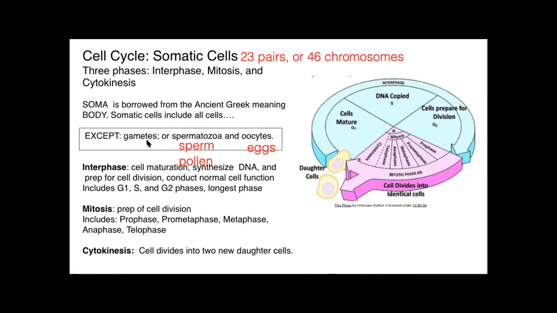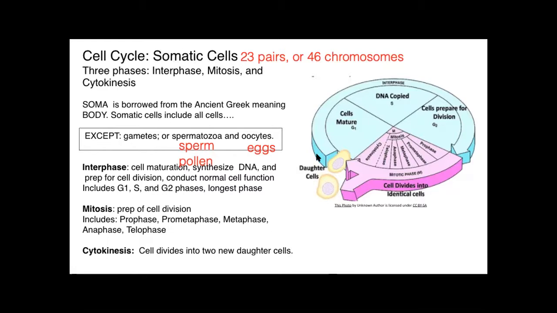Gametes are going to have half the number of chromosomes, which makes sense because if you find a partner and you have a sperm with half the number of chromosomes and you find an egg with half the number of chromosomes and they fuse together, you'll get an organism that has 23 pairs, one from the sperm, one from the egg, or 46 total chromosomes. Those are called gametes. Everything else is somatic cells.